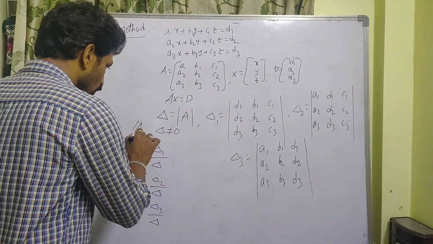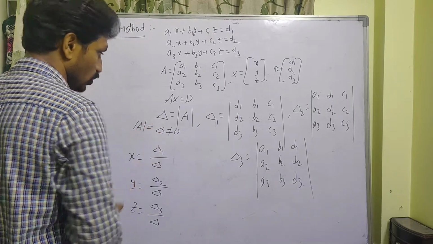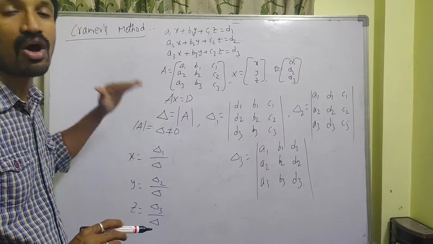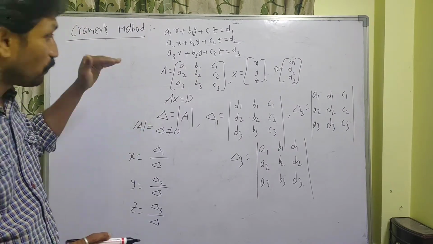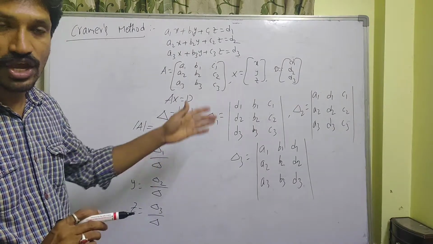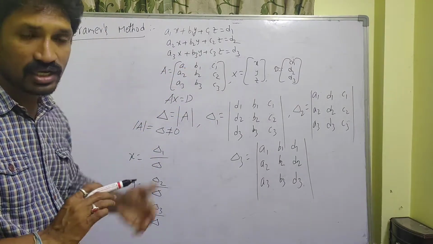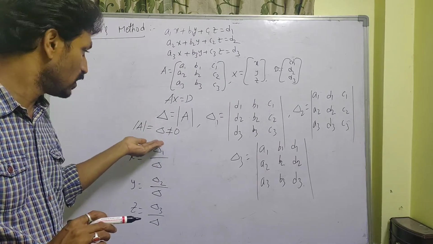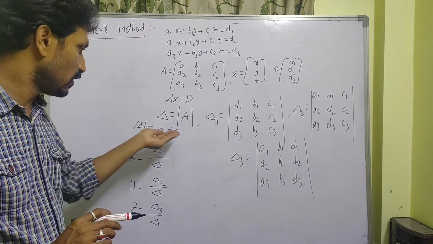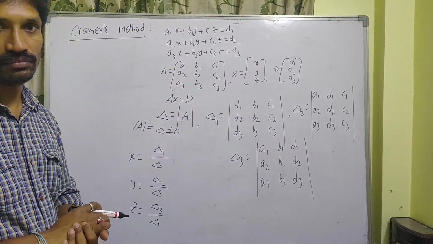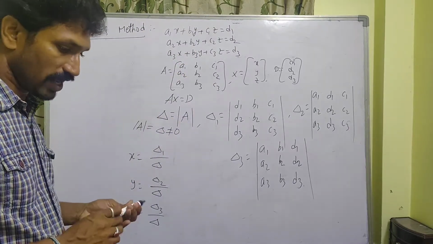Otherwise, the determinant of A is not equal to 0. In other words, we can say A is a non-singular matrix. If A is a non-singular matrix, then you can solve these equations by using Cramer's method. If it is a singular matrix, singular means the determinant of A is equal to 0, we can't solve by using this one. Okay, clear? So now you take one example.